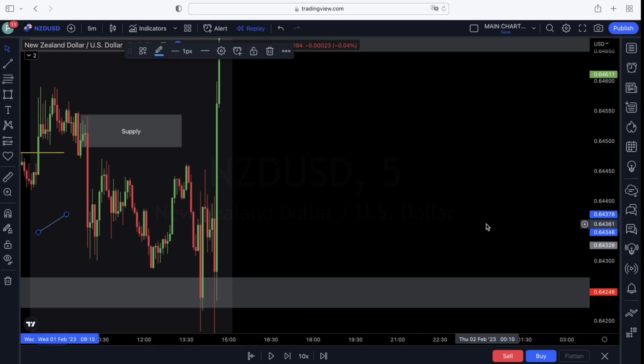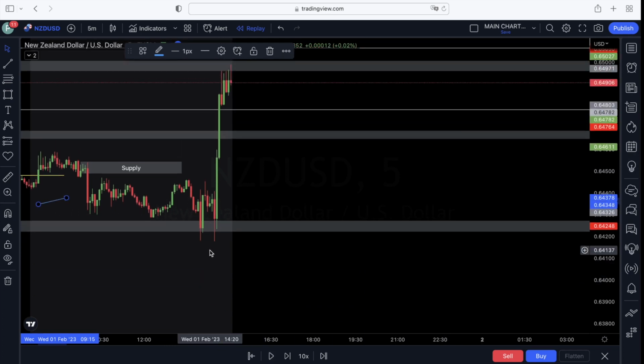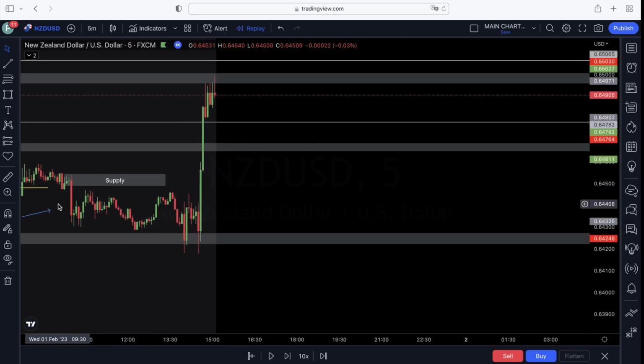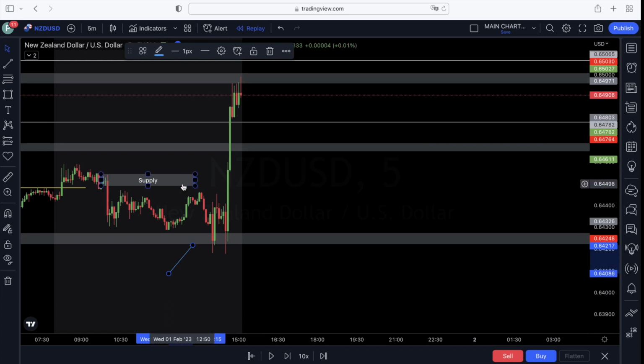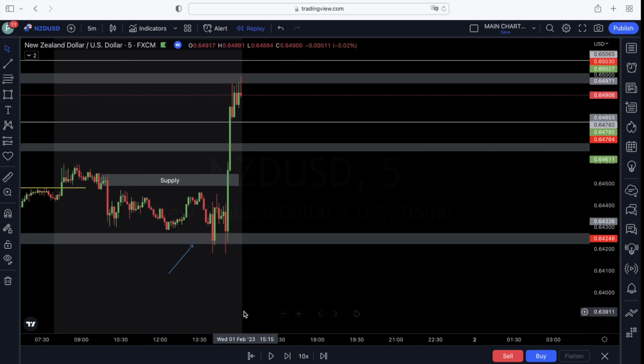Oh, a lot of foolishness. Whoa, what was this day? A Wednesday? It looks like this would have been a no trade day for sure, because this supply got disrespected and the demand got disrespected. So let's take that zone off.